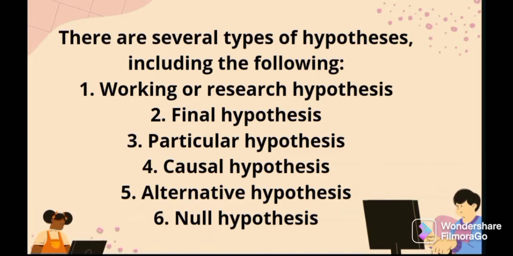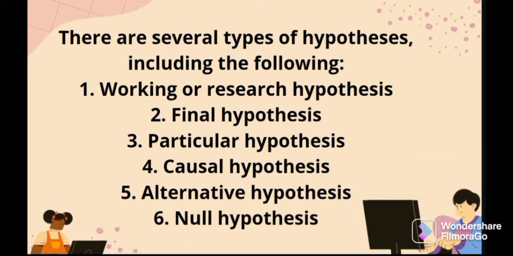Number one, working or research hypothesis. This is the hypothesis with which a research study begins. It should help to delimit and guide the study. Two, the final hypothesis. The hypothesis that reflects the findings of the research study. Number three is the particular hypothesis, a hypothesis which merely explains a scientific fact or situation.